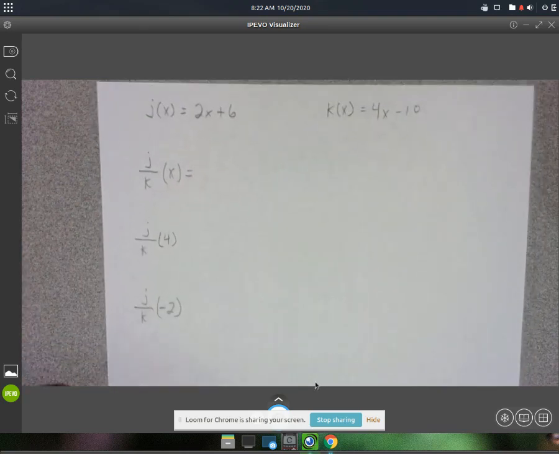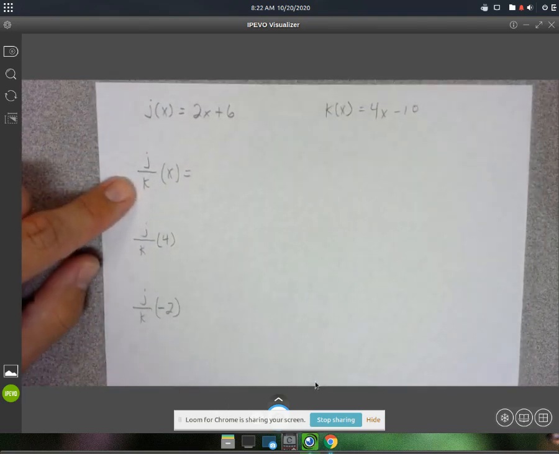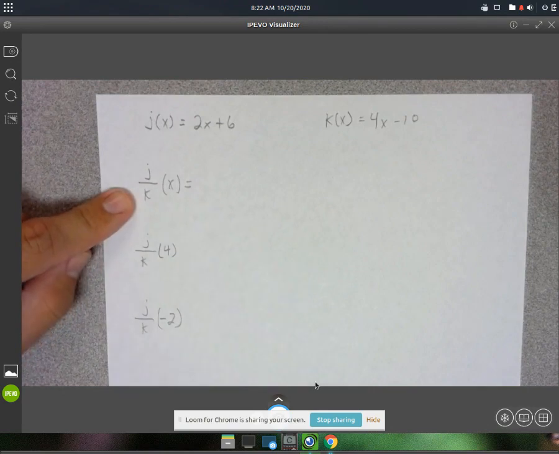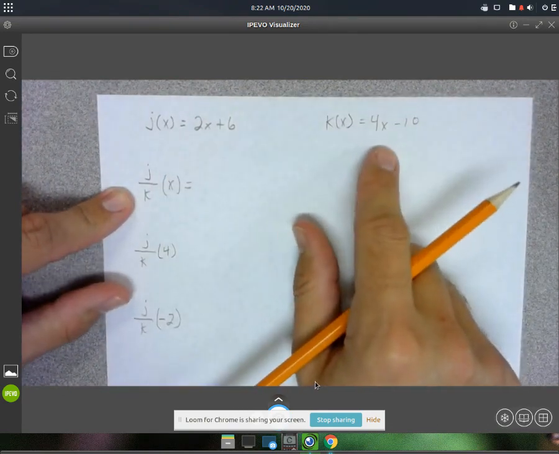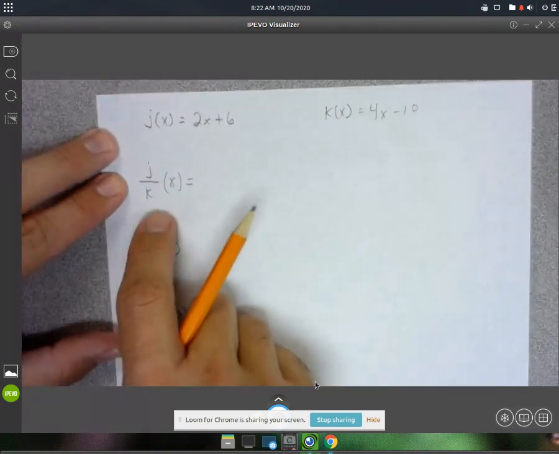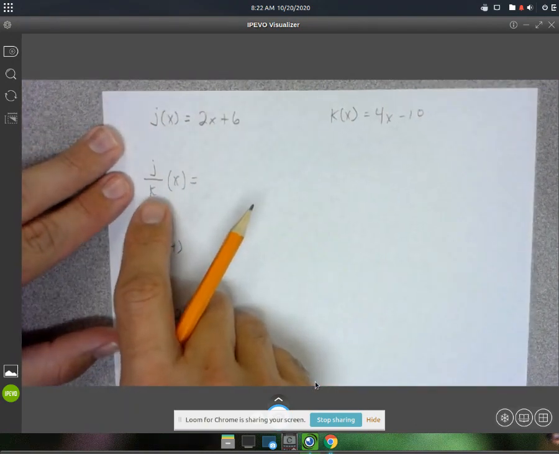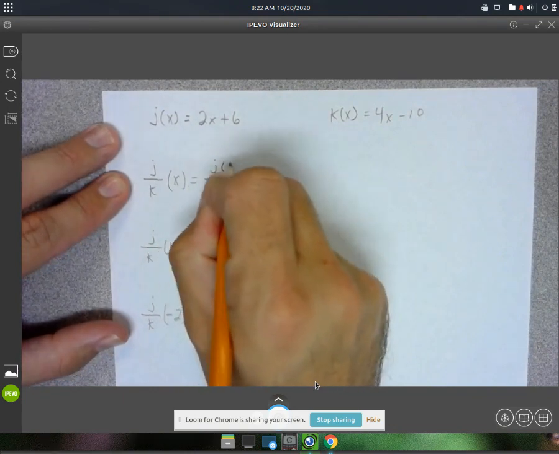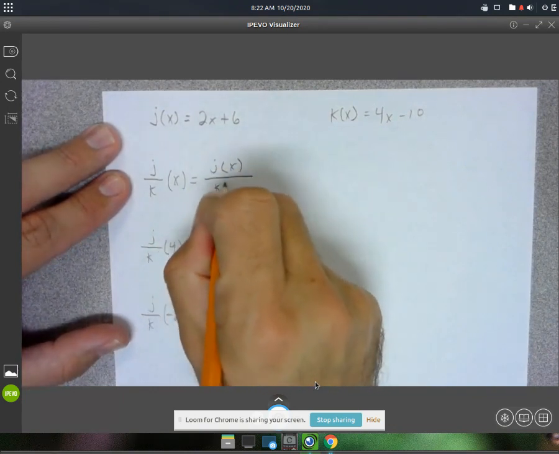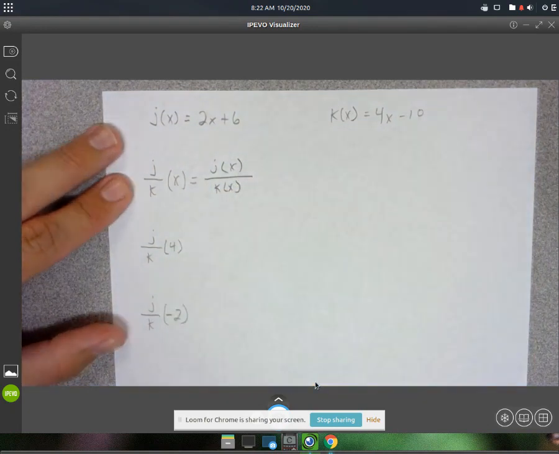All right, so this time we are going to be dividing the functions, and this is actually pretty easy. So j of x and k of x are defined right here. We're asked to find j over k of x. So all that is j of x over k of x. That's all that is.